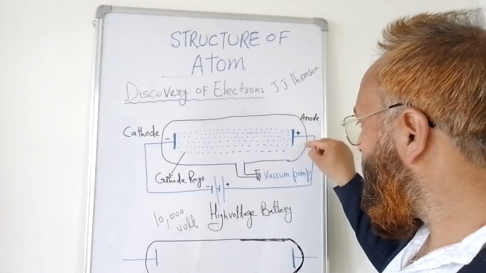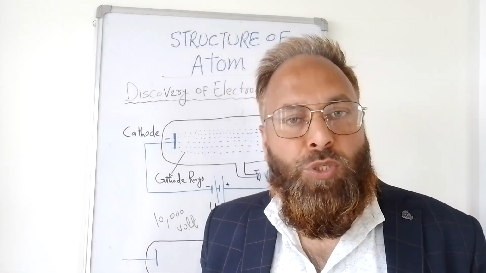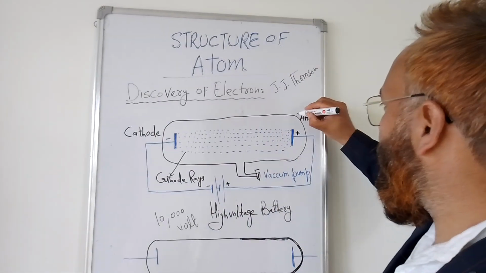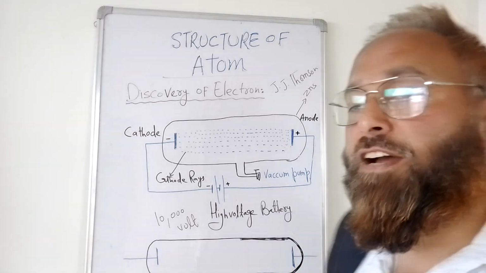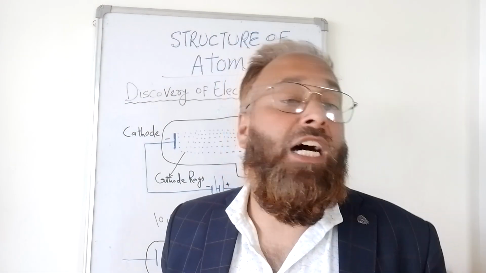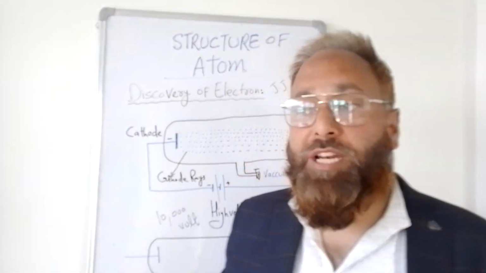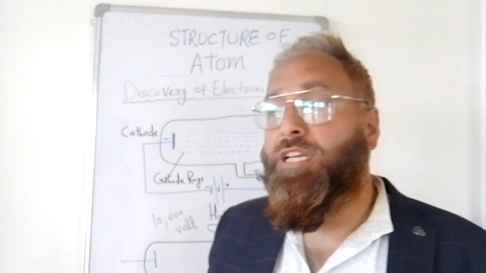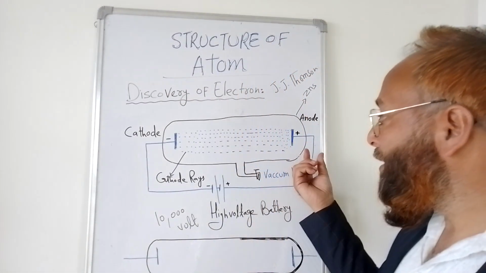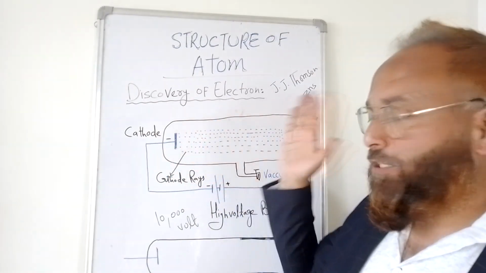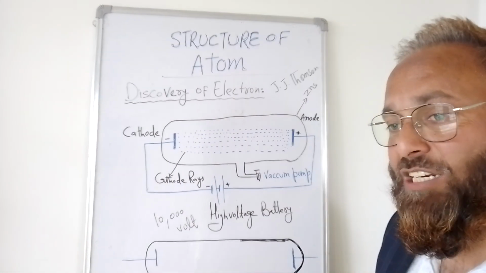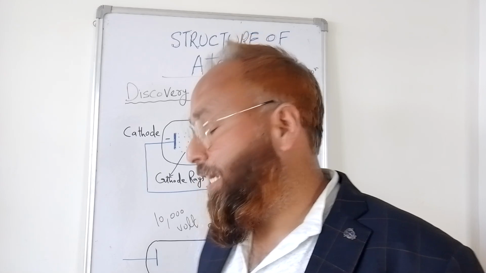Here a type of screen is used. That screen is known as ZnS, zinc sulfide. The zinc sulfide screen is used because it has the ability to develop glowing. The glowing takes place because cathode rays are produced from the cathode. So what is the condition? How does the discovery of electron take place?